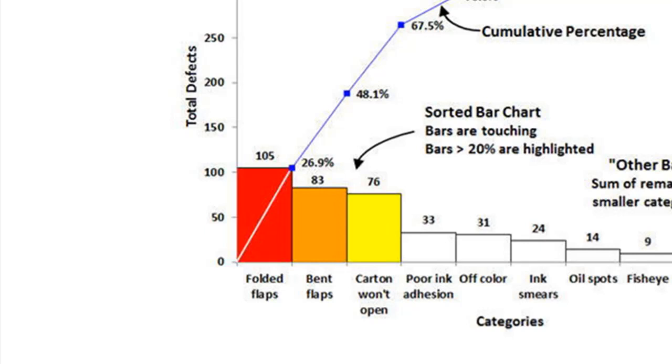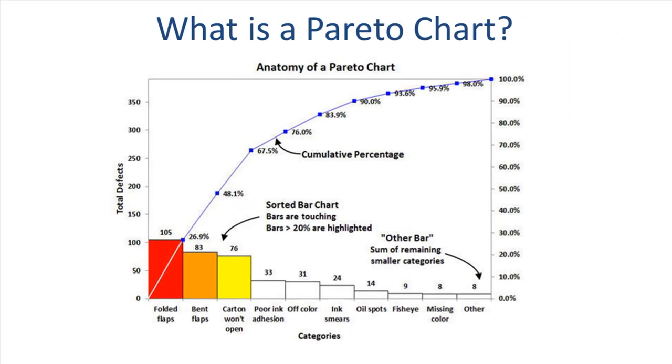So we have the cumulative percentage, we have sorted bars, the bars are touching, anything over 20% is highlighted. And then there's all these other bars. And if there's a bunch of little tiny bars, we summarize those at the end in what is called an other bar. Now, unfortunately, too many people label some sort of defect as other, and so other can be a big bar. But unfortunately, no, right? You should actually have real names for each one of your types of defects. And that's a Pareto chart.